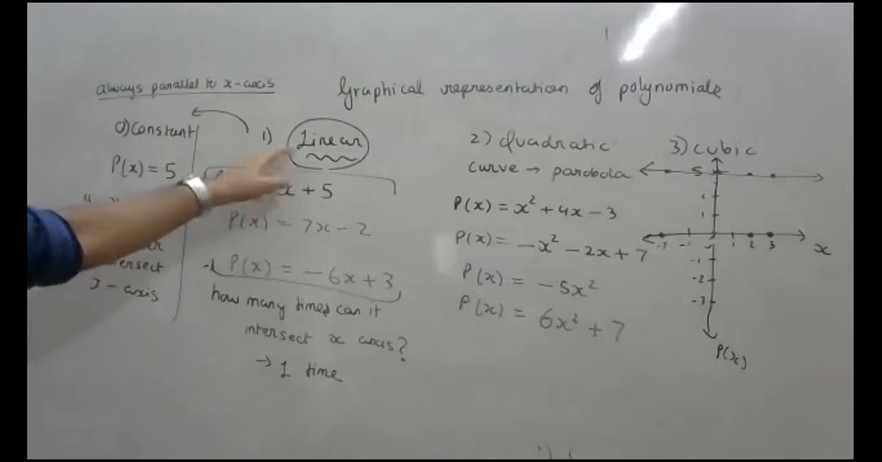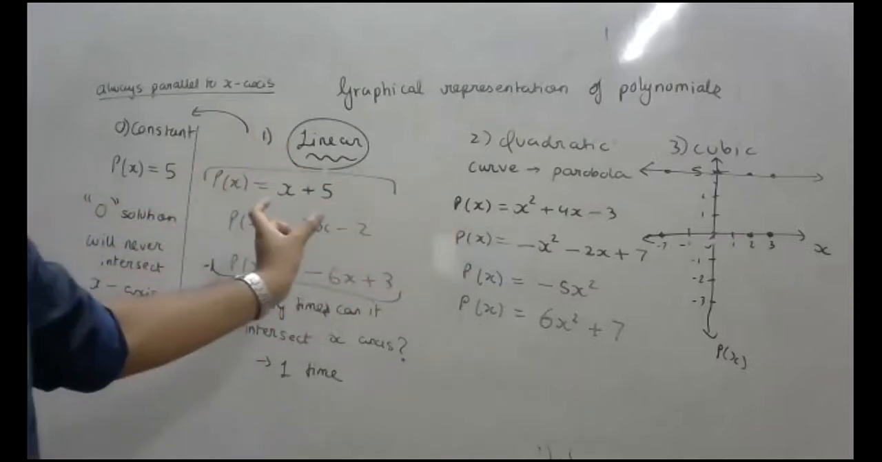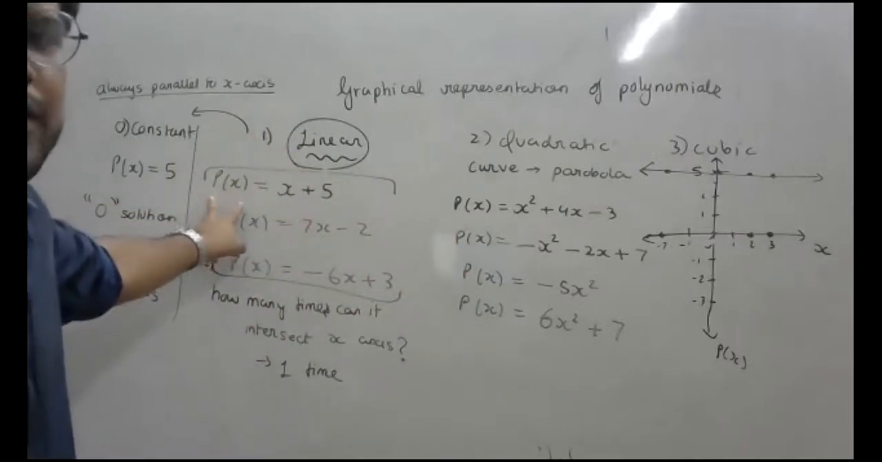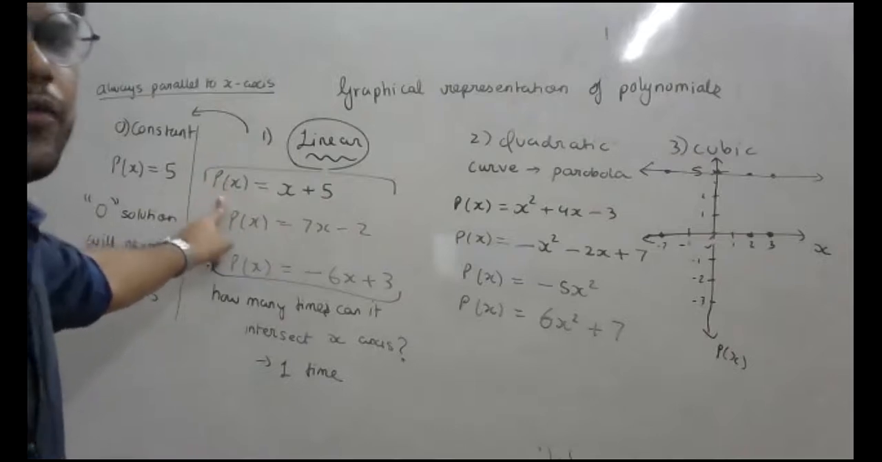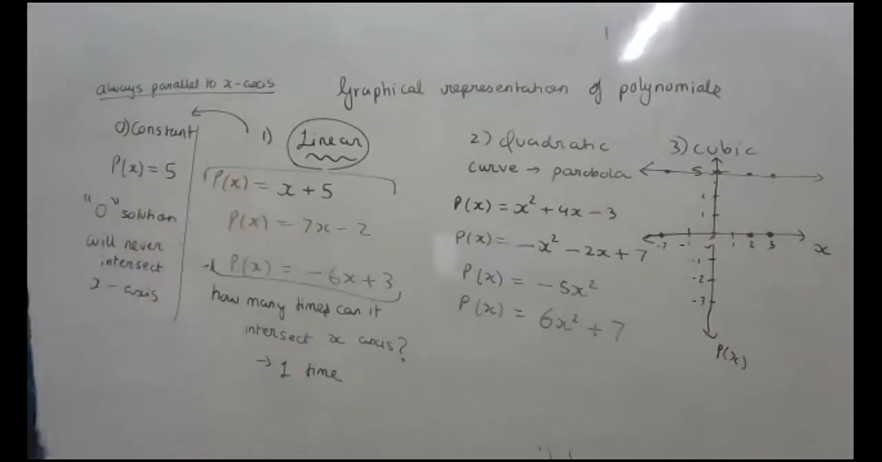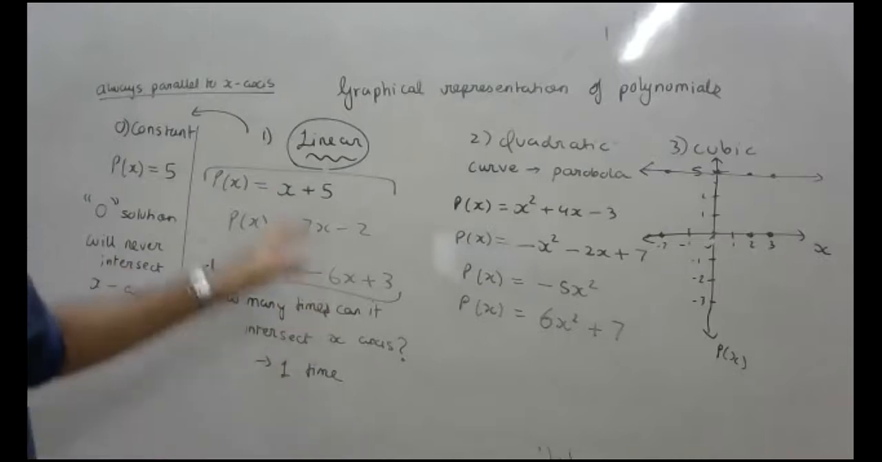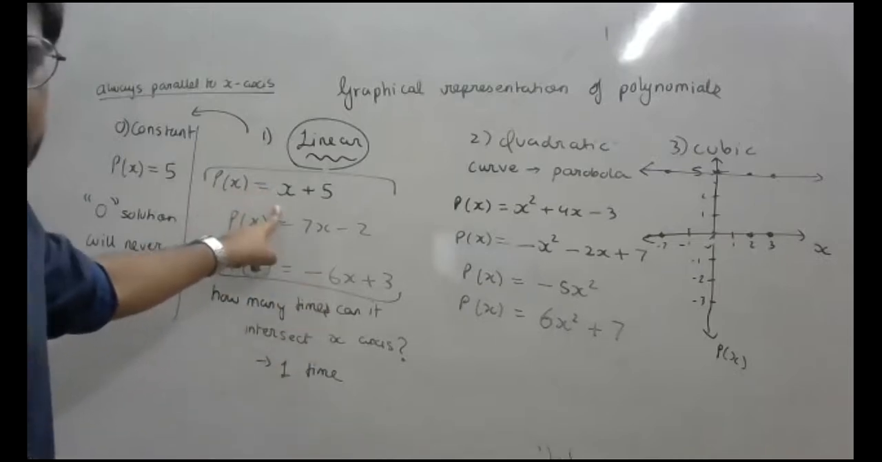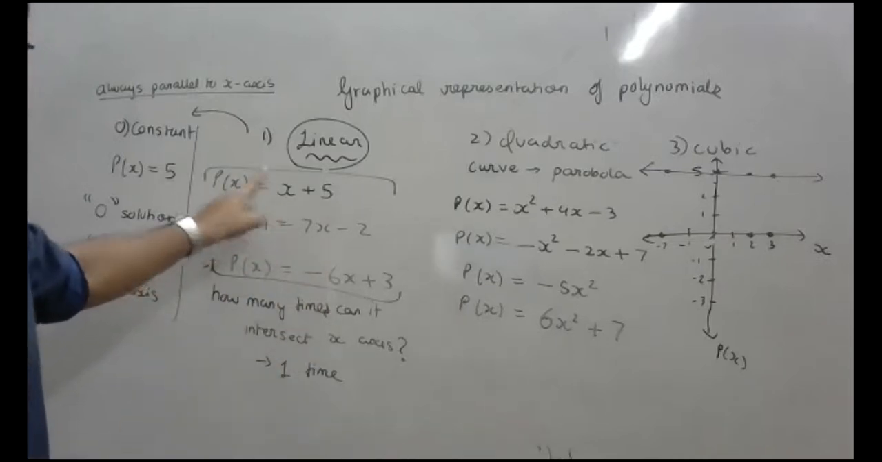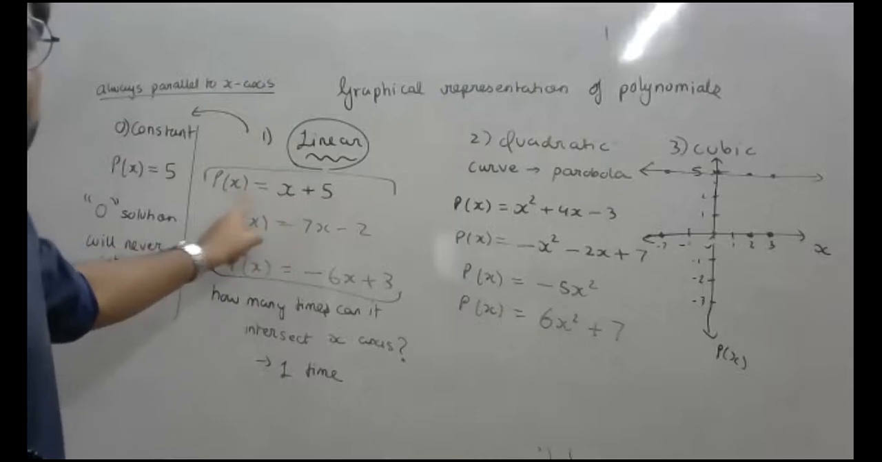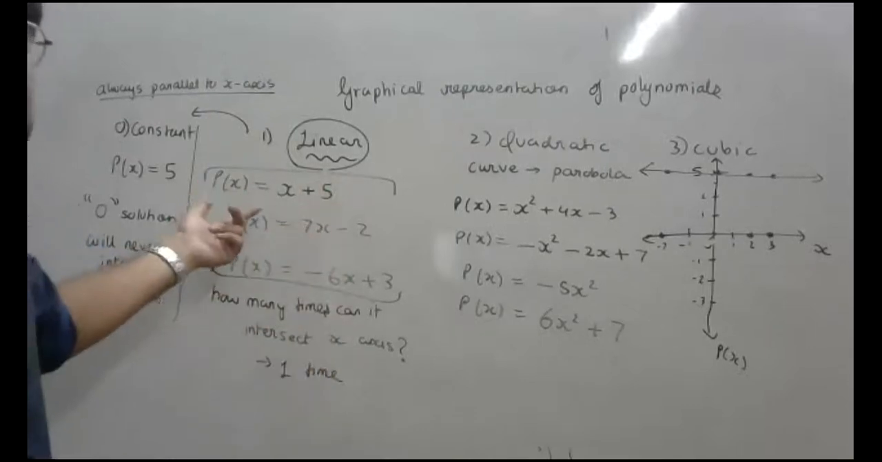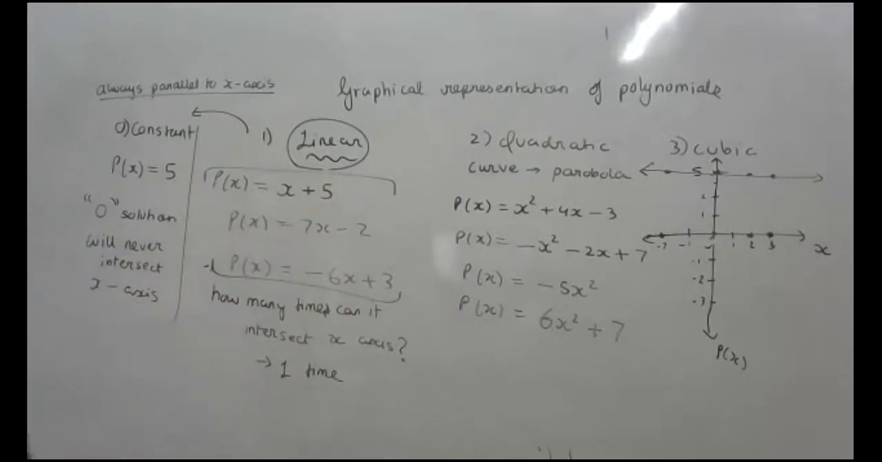In the linear case, if I take any linear equation, just take this example, x plus 5. Your p of x is depending on x. The value of p of x depends on x. So whatever value you consider for x, that will change the value of p of x. If you take x to be 5, p of x will become 10. If you take x to be 10, this will become 10 plus 5, 15. So p of x को फर्क पड़ रहा है, it is changing by changing the value of x.